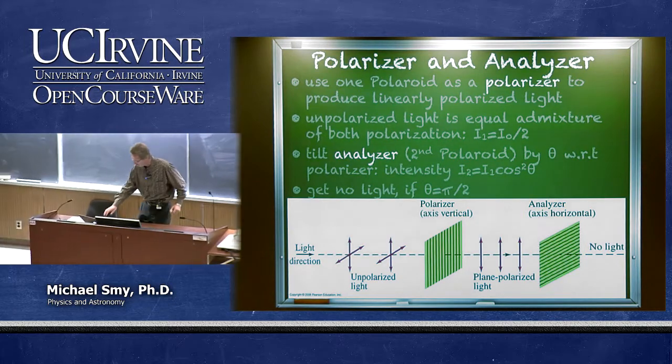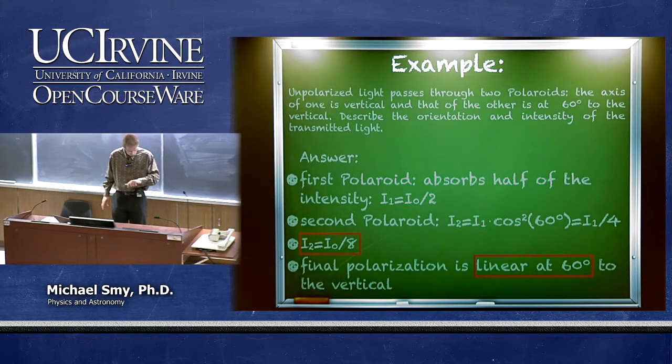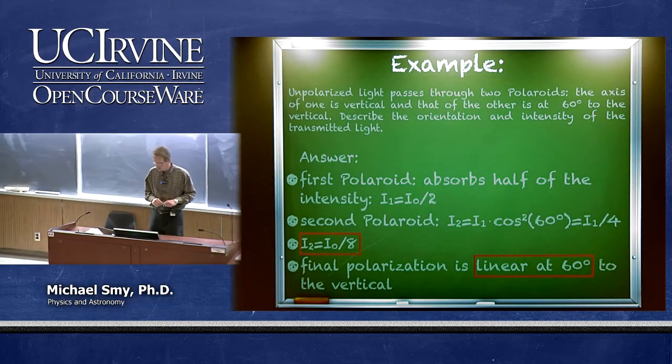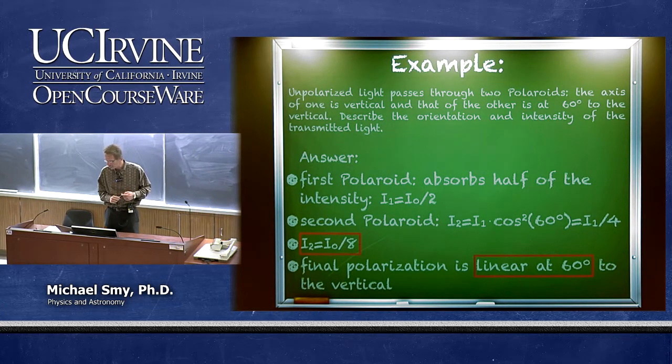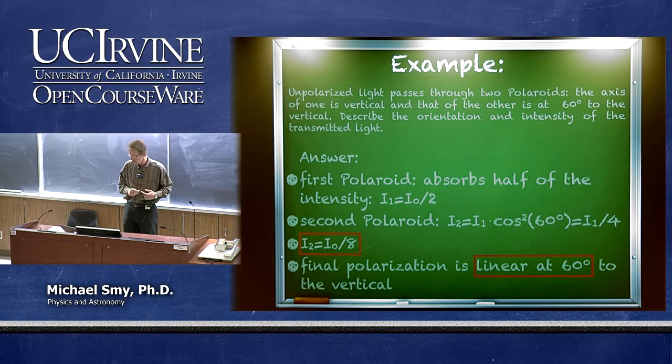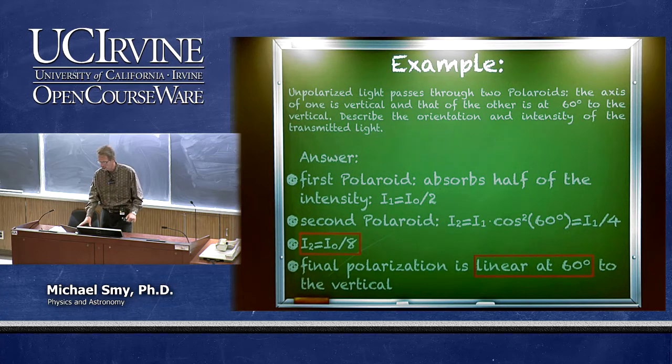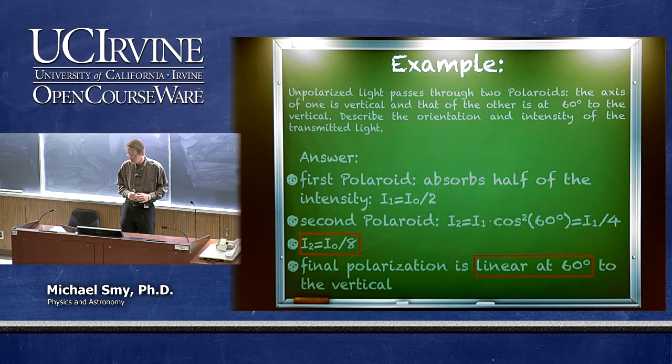So let's consider an example. Let's assume that we have unpolarized light passing through two Polaroids, just like in the picture that I just showed. The axis of one is vertical and the other one is at 60 degrees. And the problem is, what is the orientation and intensity of the transmitted light?